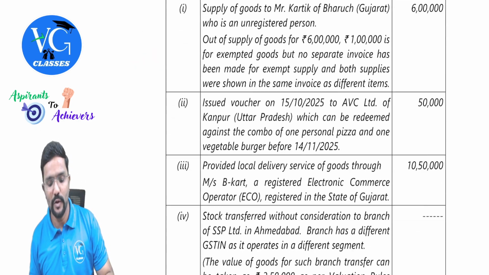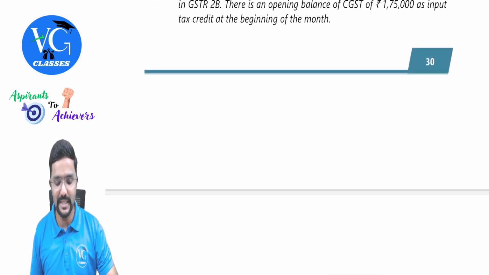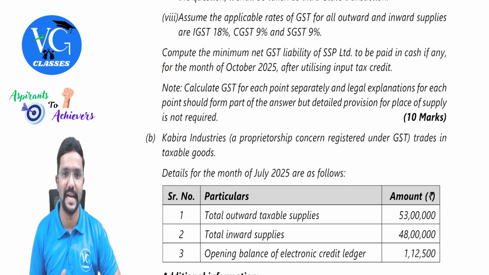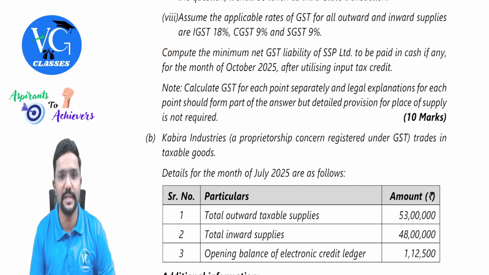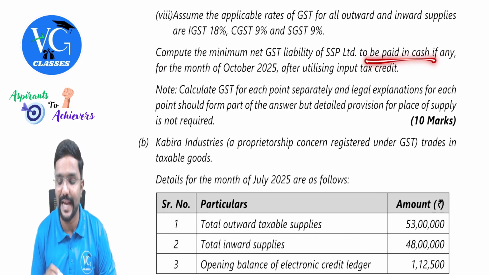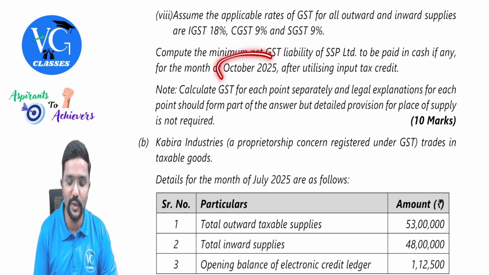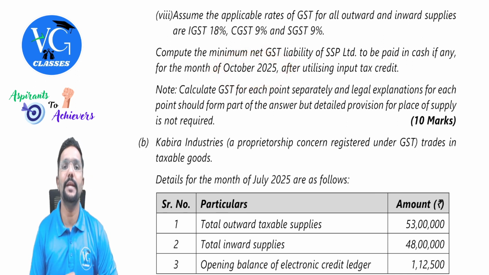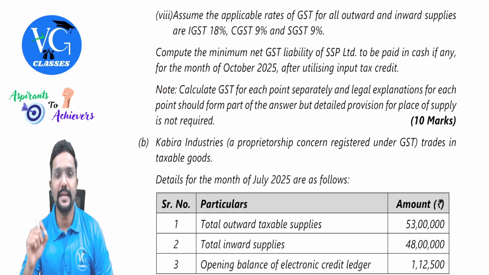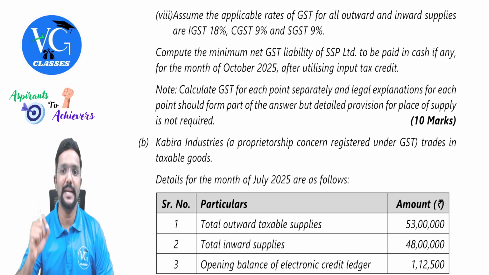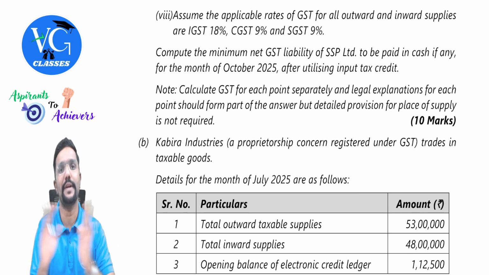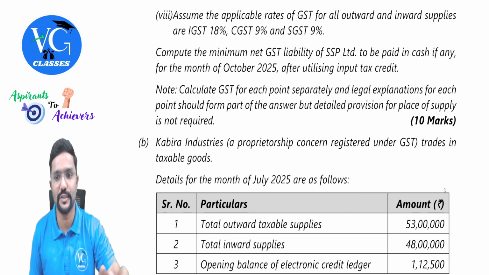So question number 5, as I told, is compulsory. Under that, sub-question A would be on GST liability calculation. As it is a lengthy question, let us first read the requirement and then come back and read the data. What is the requirement of the question? Compute the minimum net GST liability of SSP Limited to be paid in cash, if any, for the month of October 2025 after utilizing the input tax credit. They have also given a note: calculate GST for each point separately, and legal explanation for each point should form part of the answer, but detailed provision for place of supply is not required. It is a 10 marks question.